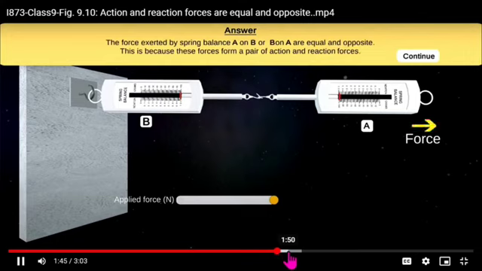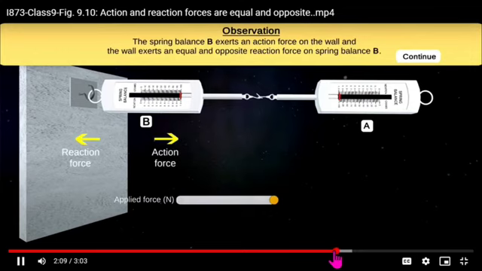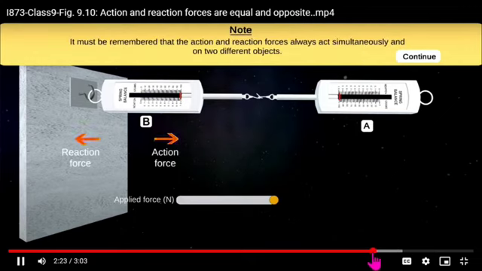The forces exerted by spring balance A on B, or B on A, are equal and opposite. This is because these forces form a pair of action and reaction forces, and the wall exerts an equal and opposite reaction force on spring balance B. Click on the continue button to continue. They act simultaneously and on two different objects. Click on the continue button to continue.